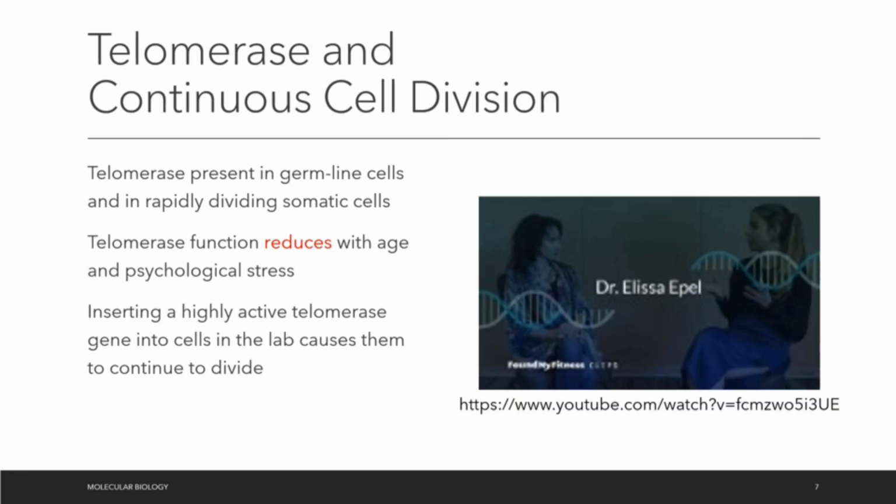Now, in theory and in experiment, by actually inserting the telomerase gene, a very active telomerase gene, into the cells, this will actually cause the cells to continue to divide again, to make them younger, because the telomerase can actually help to replenish the telomere sequences, and the cells will then happily continue to divide.